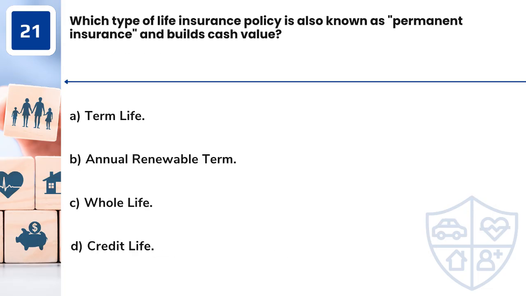Question 21. Which type of life insurance policy is also known as permanent insurance and builds cash value? A. Term life. B. Annual renewable term. C. Whole life. D. Credit life.